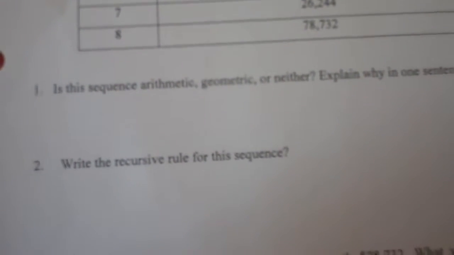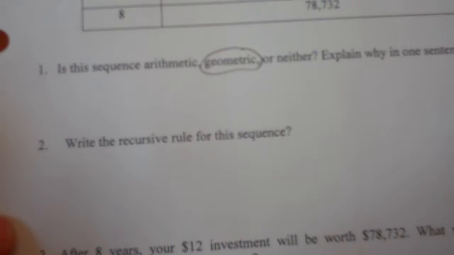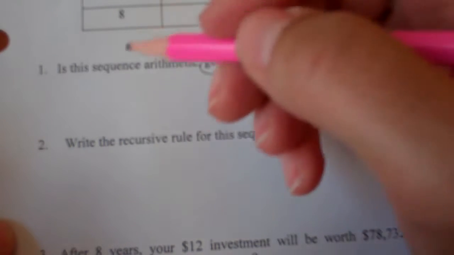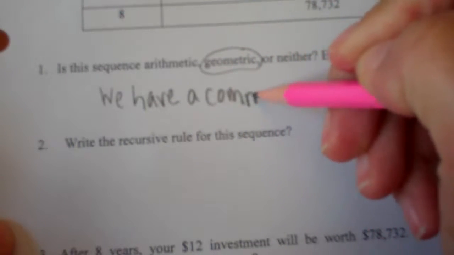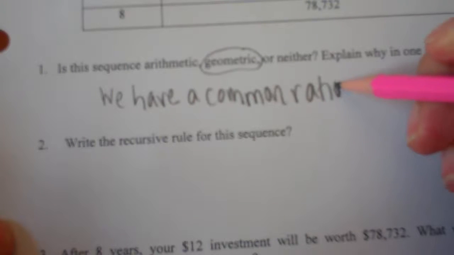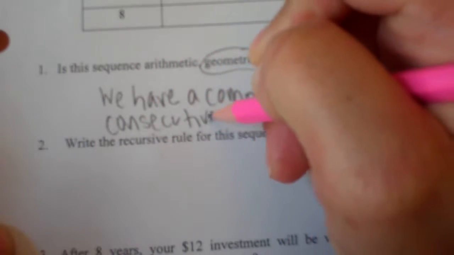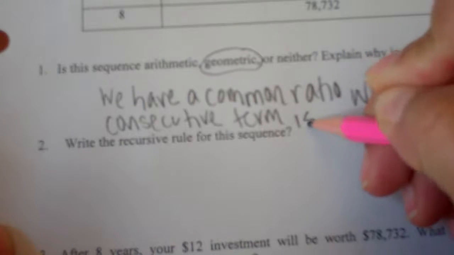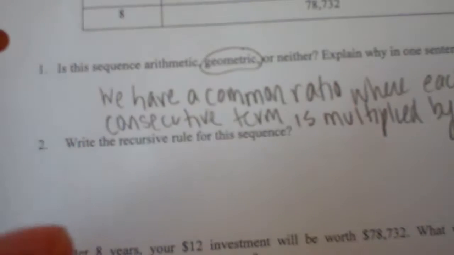So let's move down here. Is the sequence arithmetic, geometric, or neither? I'm going to go with geometric. And the reason is because we have a common ratio. Each consecutive term is being multiplied by 3. We have a common ratio where each consecutive term is multiplied by 3. There we go.